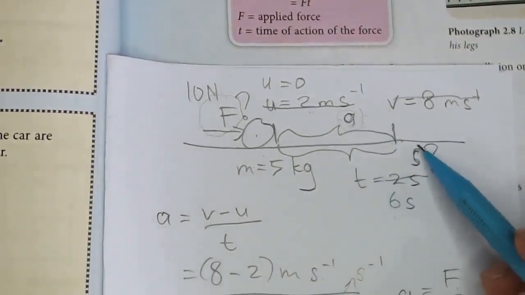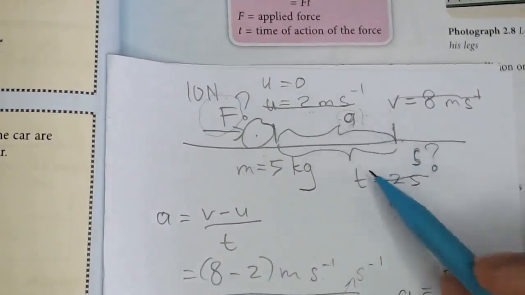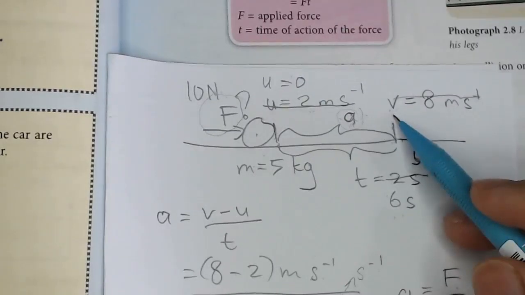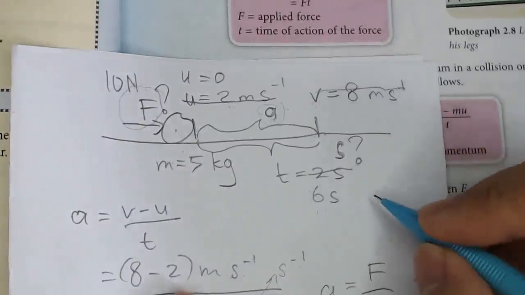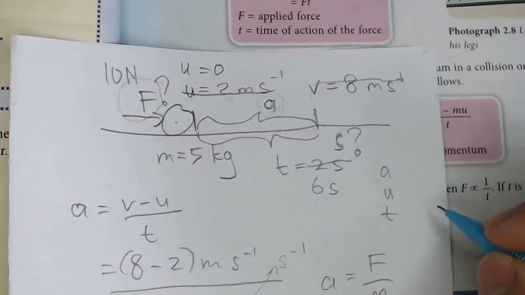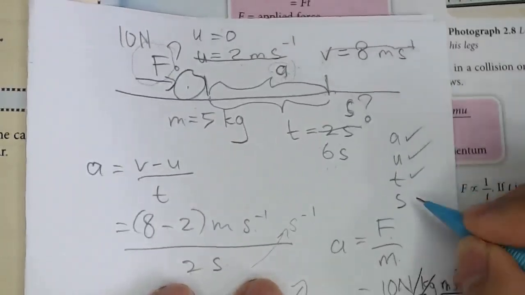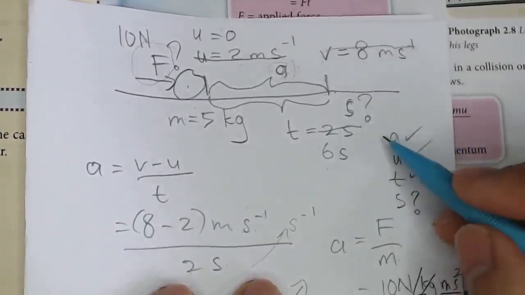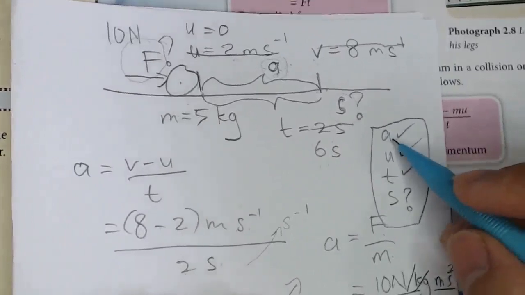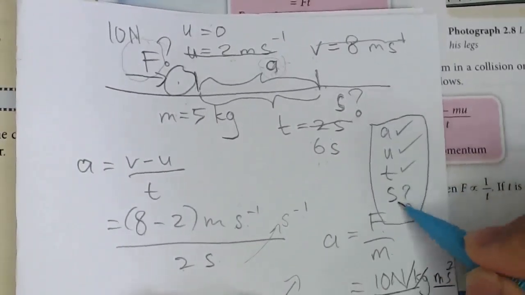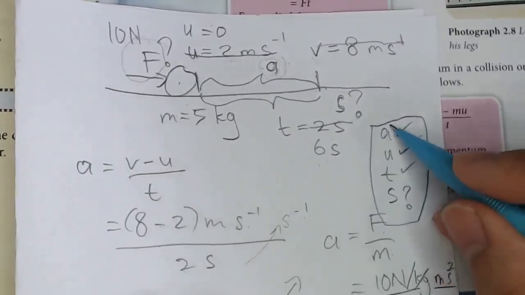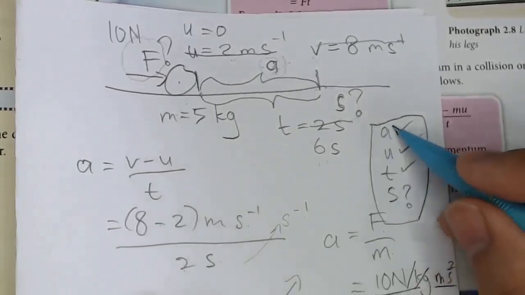So can we find the value of S? We have A, we have T, we have U which is 0, and we don't have V. Again, we have A, we have U, we have T. Other than that, we need to find S. So this is all the information that we have, and the thing that we need to find is S. Have you seen this component somewhere? Do we have a formula for this?